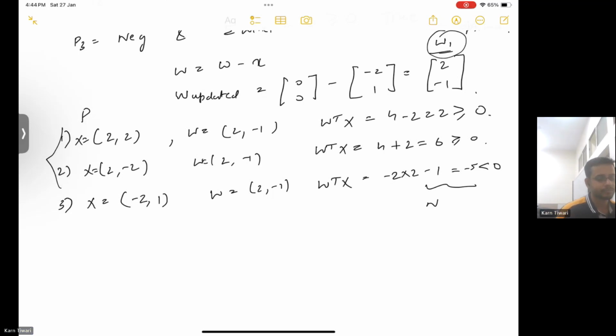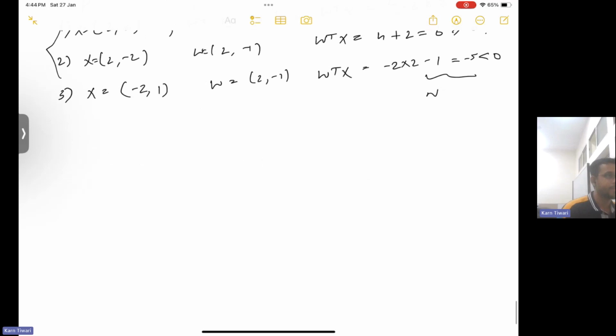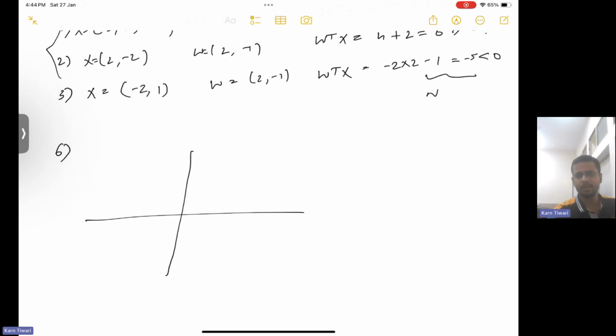Now coming back to the sixth question. Again, it's based on the Perceptron algorithm. The weight they have given is minus 1 comma 0. This is our weight, and this is our hyperplane.